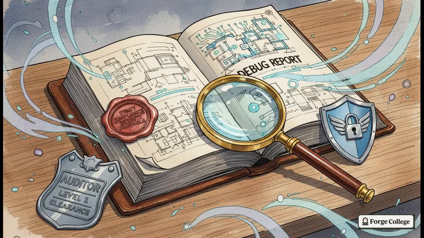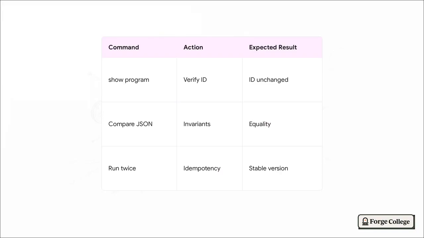Which brings us to section 4, documenting the disaster plan. Look, security auditors are not just going to take your word for it that an upgrade went fine. They want the receipts. They want the operational playbook. So here are the specific CLI commands they're going to demand to see. First, running solana program show proves that your program ID is unchanged and the upgrade authority is correct. Next, comparing the JSON output proves semantic equality, meaning the balances actually match. And finally, running that migration twice tests the idempotency, proving the version field remains absolutely stable. Trust me, having this debug report is your ultimate defense when a security audit comes around.